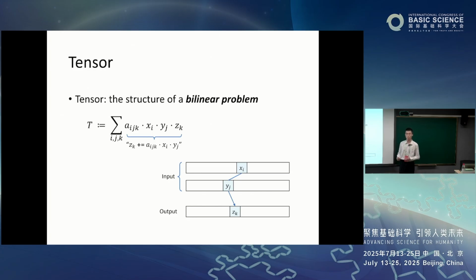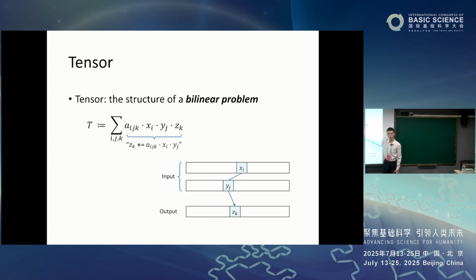Tensors are very common mathematical objects, and there are a lot of equivalent ways to define tensors. To keep our talk less technical, we will say that tensors define the structure of bilinear problems. This picture shows an example of a bilinear problem. We have two sequences of input variables, x_i and y_j, and we want to compute a sequence of output variables based on the input. How to compute is defined by the tensor structure on the left-hand side.